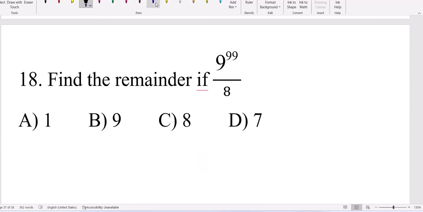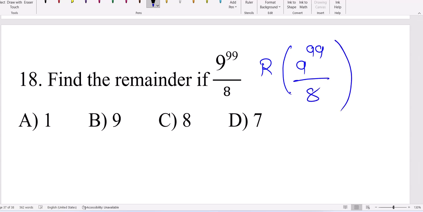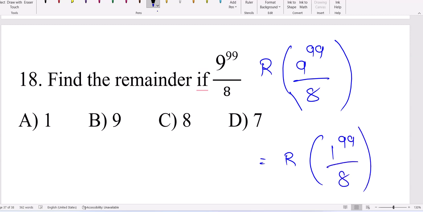You can mention it like: remainder when 9 power 99 is divided by 8. One way of solving this is, what is the remainder when 9 is divided by 8? So I can write 1 power 99 divided by 8. What is 1 power 99? 1. Can we divide 1 with 8? No, so the answer is 1. This question was already given in a CTS company test.